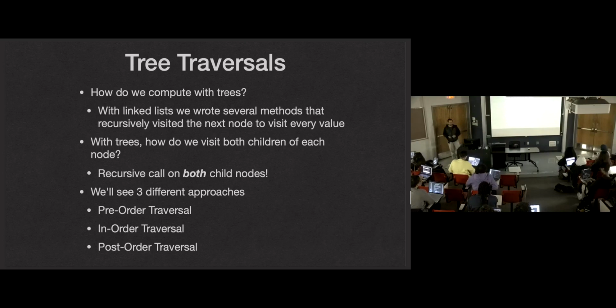But how do we do that with trees? We can't just go until we find null. What are we going to do? Get left until we see null. But then when do we go and visit the right children? Like how do we just visit every single node?